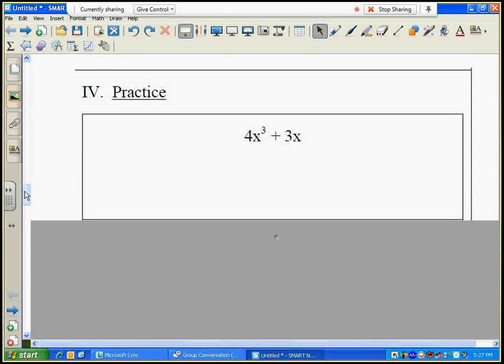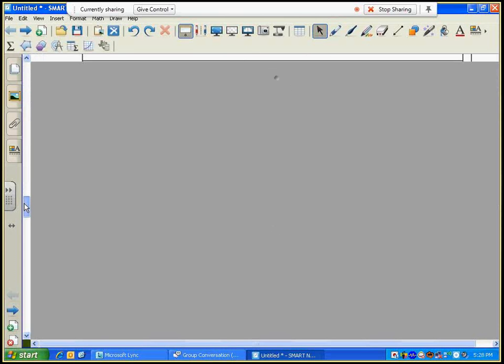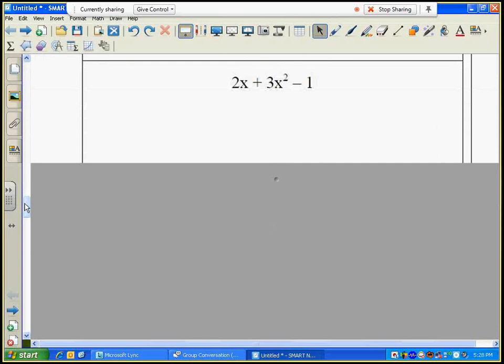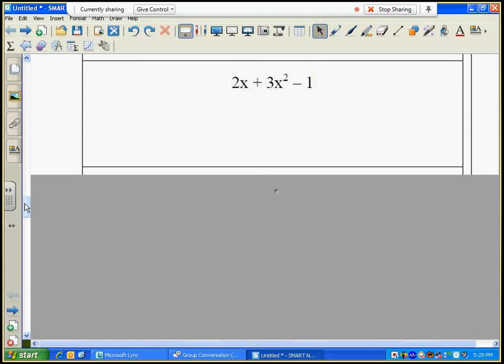It's already written in standard form. There are 2 terms, and the first term has a degree of 3, and the second term has a degree of 1. So I'm going to leave it the way that it is, but then I can classify it. I can say that this is a third degree, and with 2 terms, I'll call it a binomial. So next example: 2x plus 3x squared minus 1.